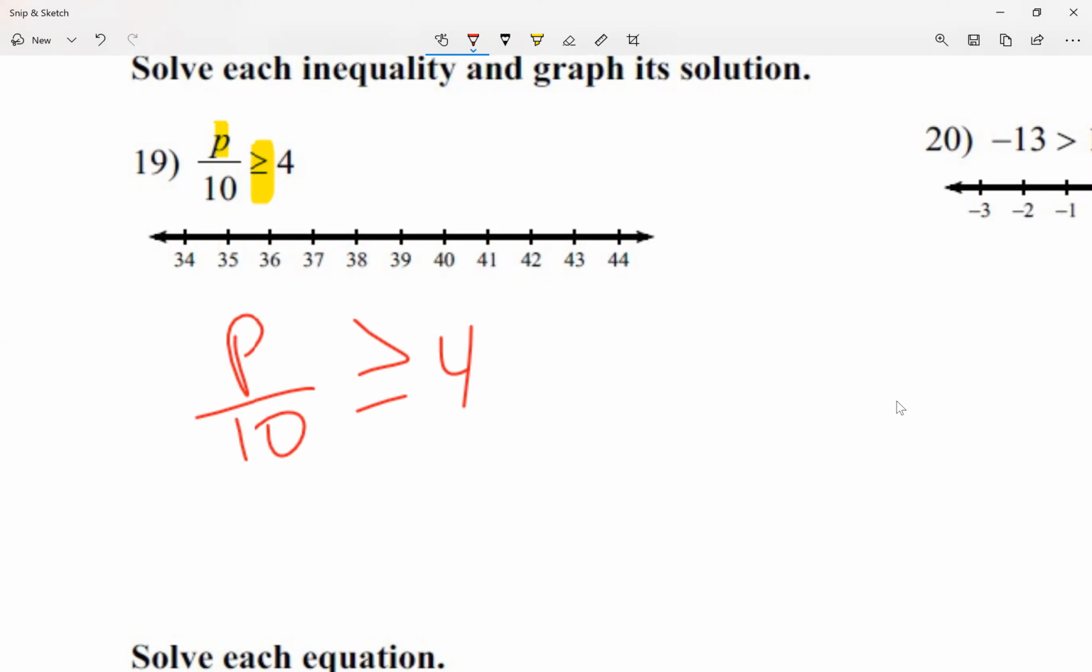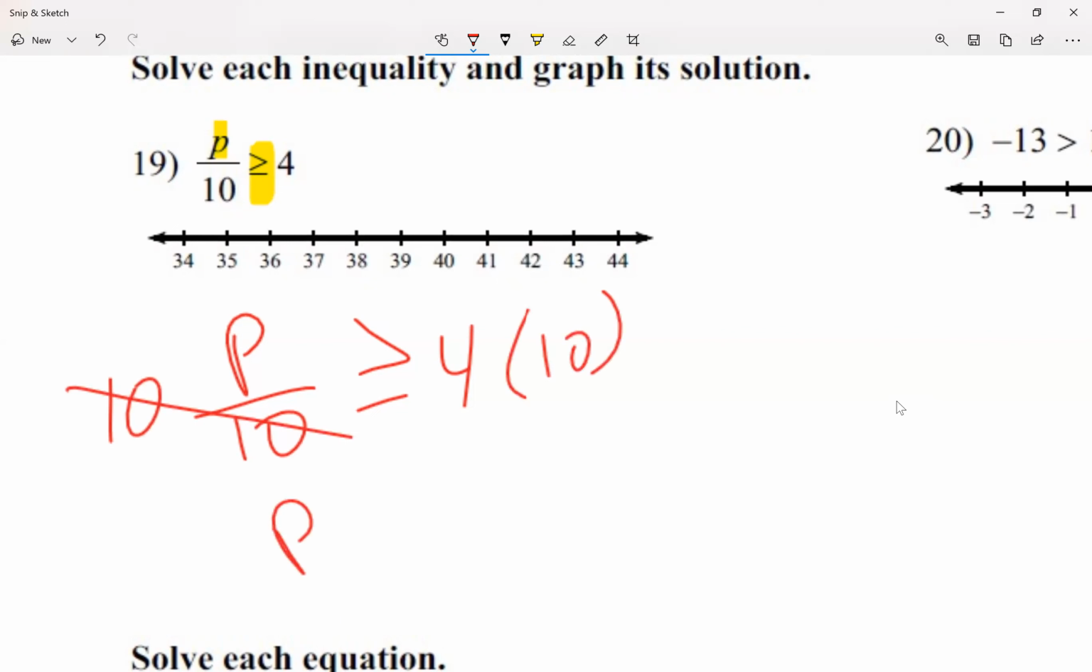However, in multiplication division, we're going to add another rule. When we multiply or divide by a negative, we flip the inequality sign as well. So when we multiply or divide by negative, I flip the sign. Now here, I'm trying to get p by itself, so I'm going to multiply both sides by 10. These p's cancel out. So p is greater or equal to 40, right? 4 times 10 is 40. I multiply by positive 10, so I don't flip the sign.